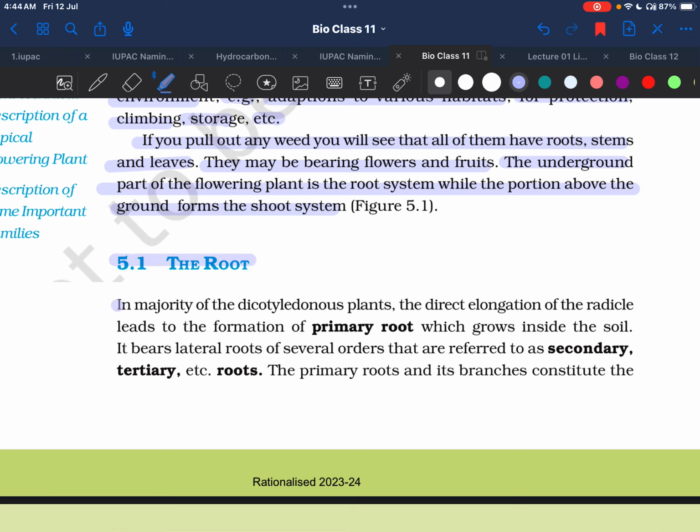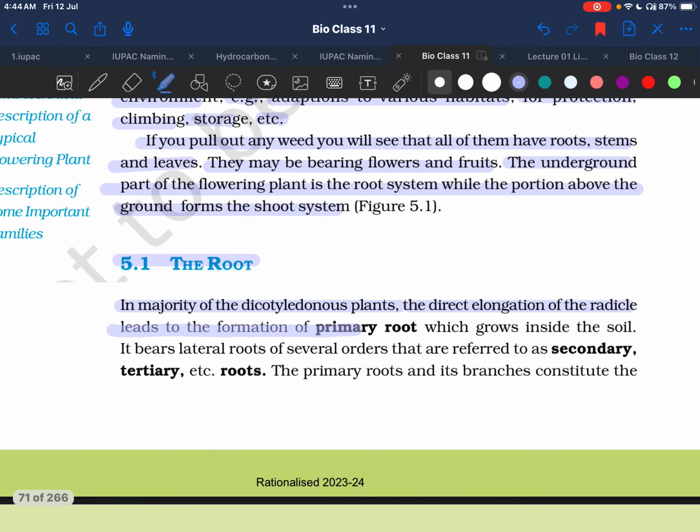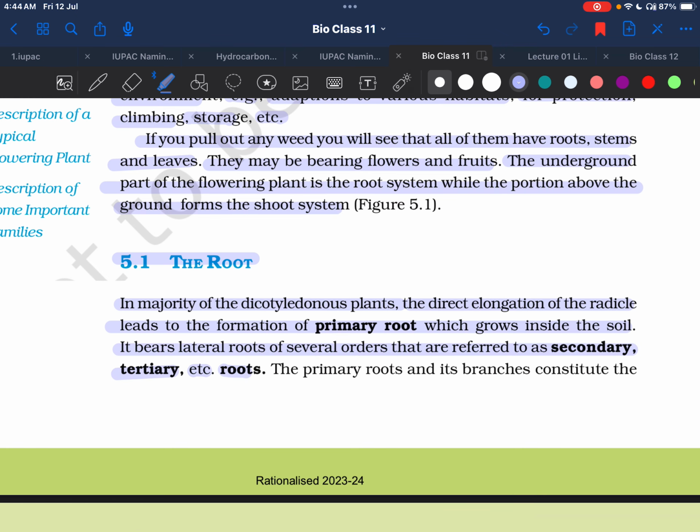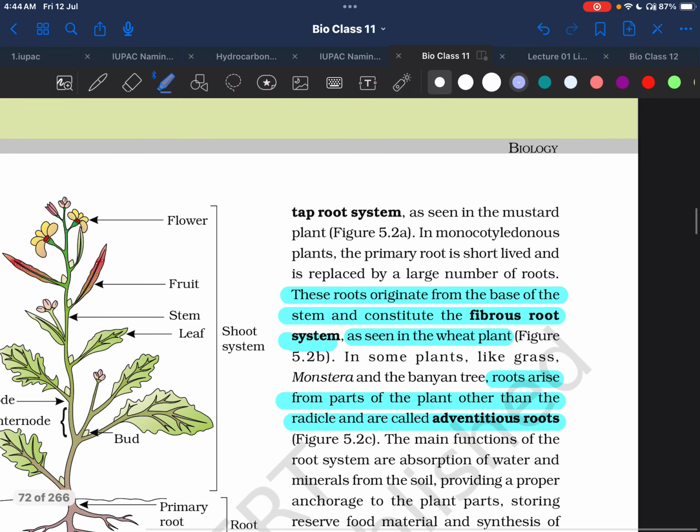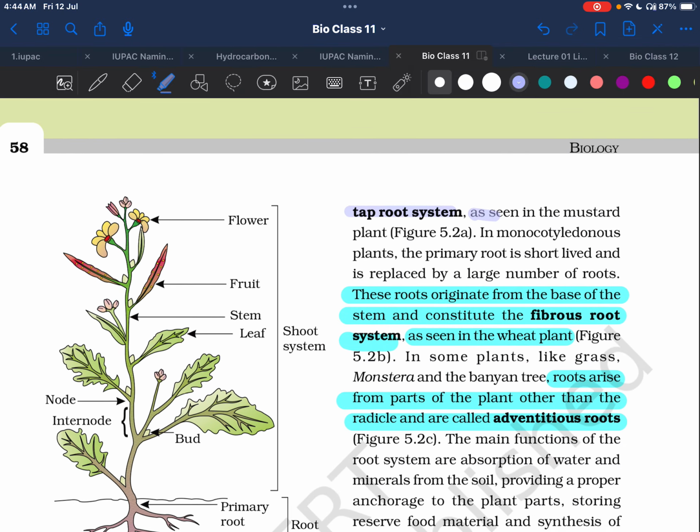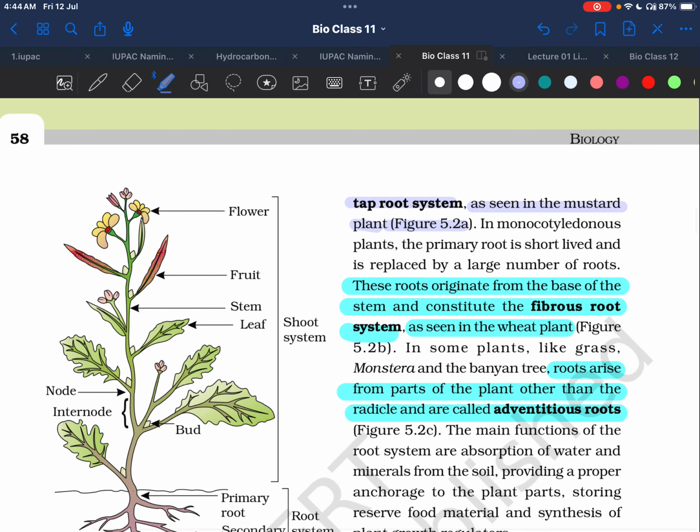5.1 The root. In the majority of dicotyledonous plants, the direct elongation of the radicle leads to the formation of the primary root, which grows inside the soil. It bears lateral roots of several orders that are referred to as secondary, tertiary, etc. roots. The primary root and its branches constitute the taproot system, as seen in the mustard plant. Figure 5.2a.